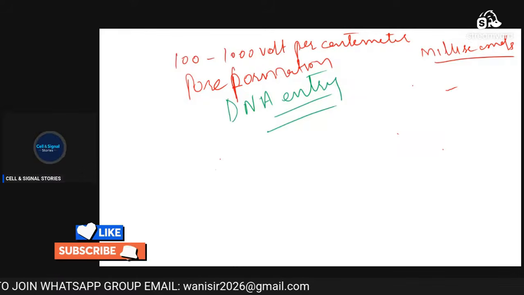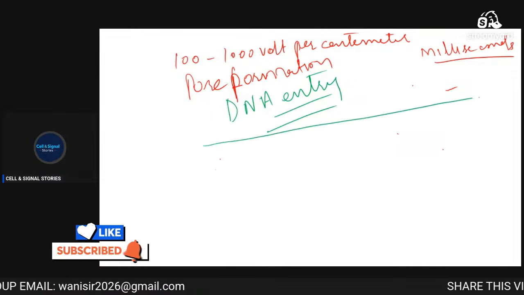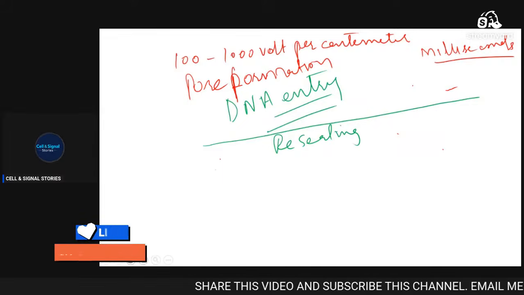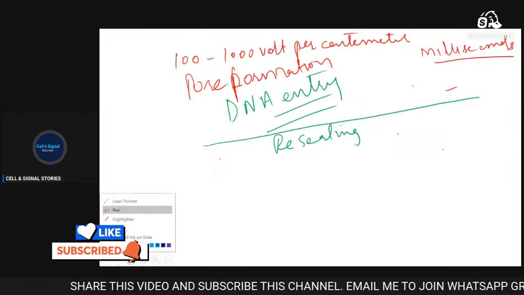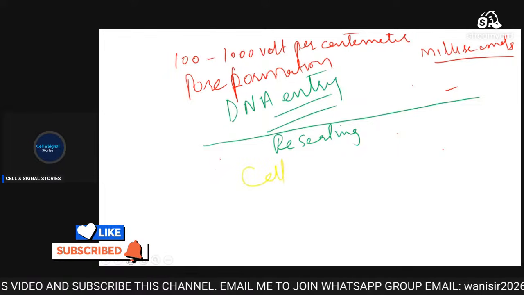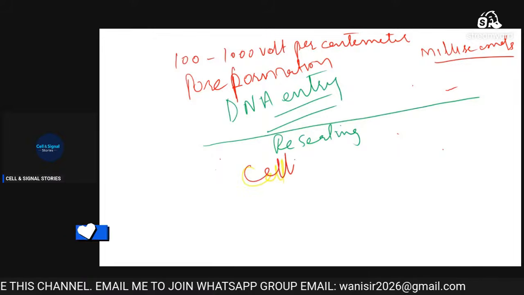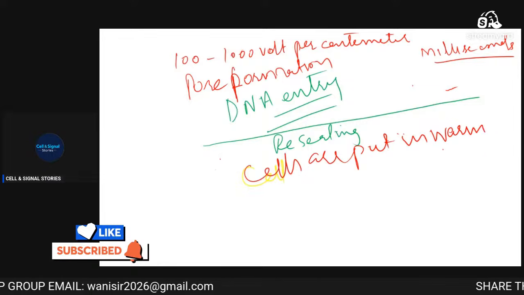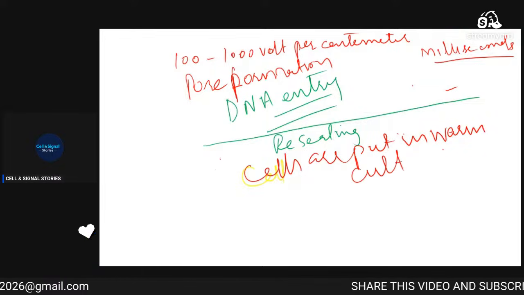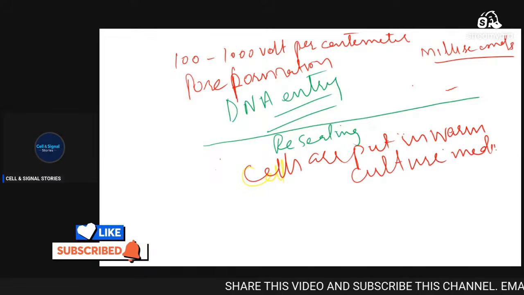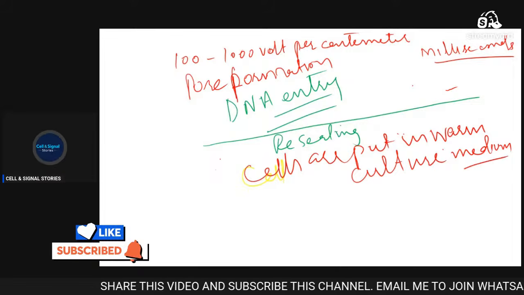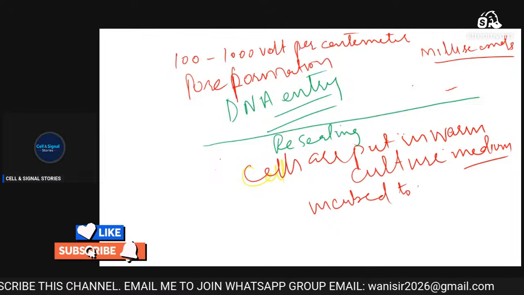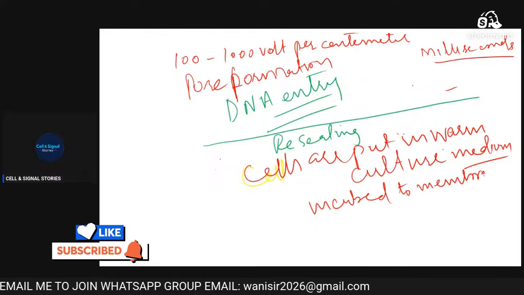And after the pulse, in the warm culture, how does resealing take place? For resealing, the cells are put in warm culture medium and incubated to allow membrane resealing.